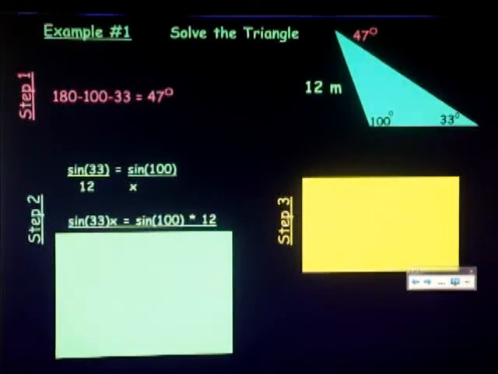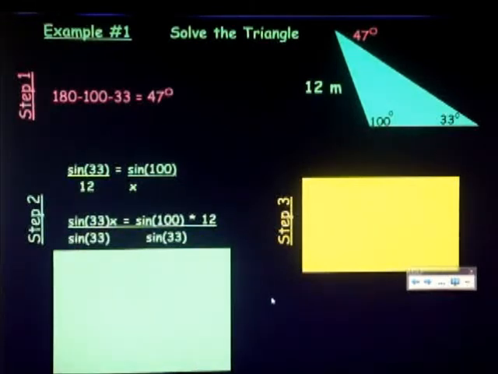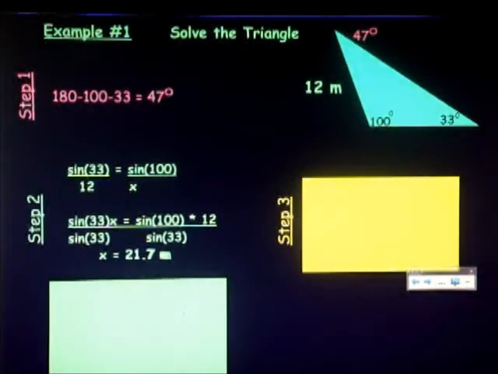One question I know I'm going to hear is, do the sines cancel out? Just like if you had pi on each side, it would cancel out. The answer is no, because it's not just sine, it's sine of 33 and sine of 100. So they're not going to be the same thing. We divide each side by sine of 33, and we come up with x equal to 21.7 meters. This is the second step to finding our answer.